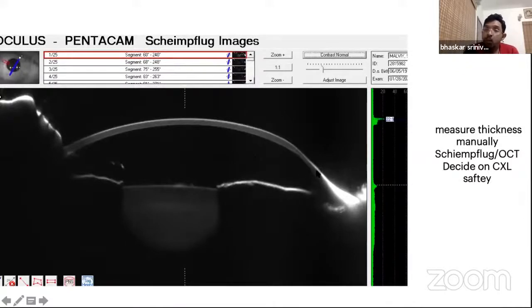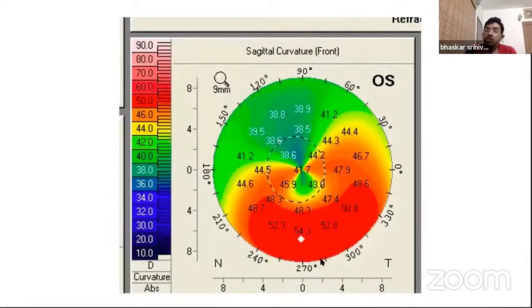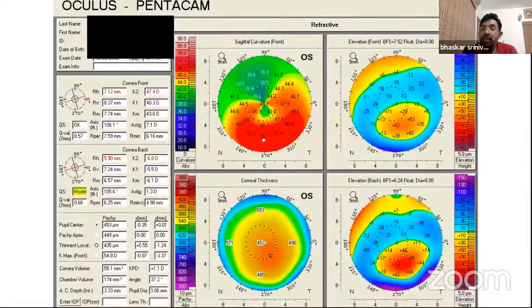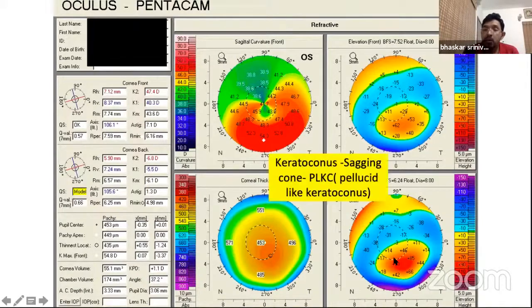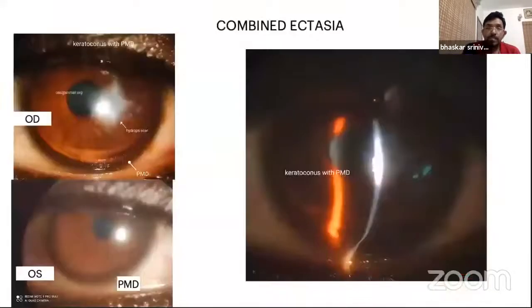This is important to note, this thinning, because if you are going to be planning a cross linkage, you need to be sure that you have adequate cornea to safely cross link that eye. Again, coming to this particular pattern, if somebody sees this kind of a kissing dove pattern, you cannot label it only as PMD, because like in this case, you look at the elevation maps, the elevation and the Pachy maps are coinciding. So your thinnest Pachy is coinciding with your anterior as well as posterior elevation, making it a sagging cone, or what we would call a pellucid-like keratoconus.